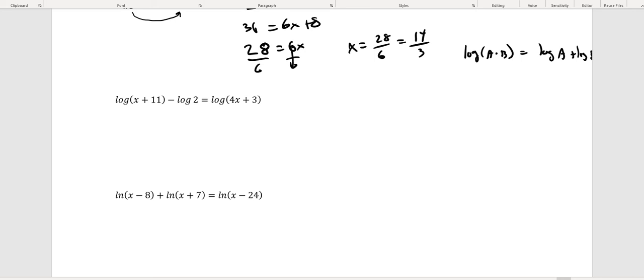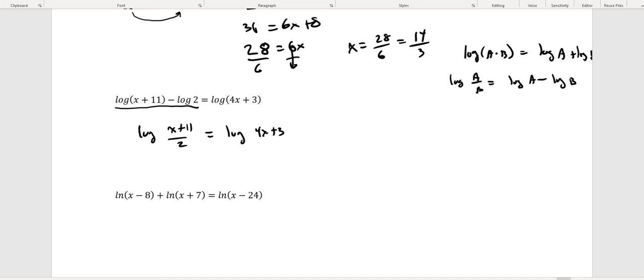Second, the log of a quotient. So log a over b can be written log a minus log b. And that's what we're going to apply here. This can be written log of x plus 11 over 2. Now those are all just standard log base 10s. Remember, if it's not written, it's base 10.